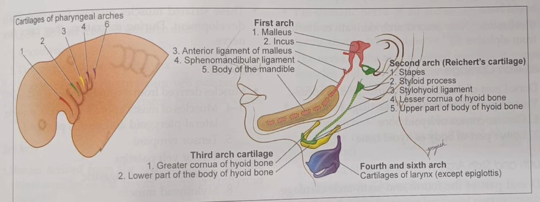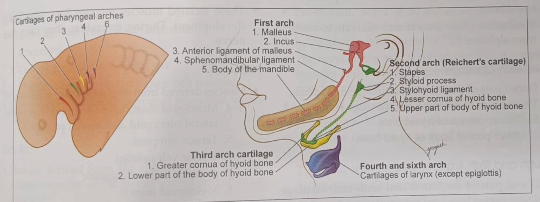Now the nerve. First arch is related with pretrematic, that is chorda tympani nerve, and posttrematic, that is mandibular nerve. So the chorda tympani nerve, a branch of the 7th, and the mandibular nerve, a branch of the 5th, are related with the first arch.